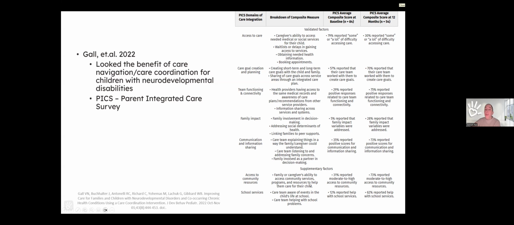So family or caregivers' ability to access community services, programs, and resources. 31% reported moderate to high access to community resources. And after 12 months, 73% reported high access.